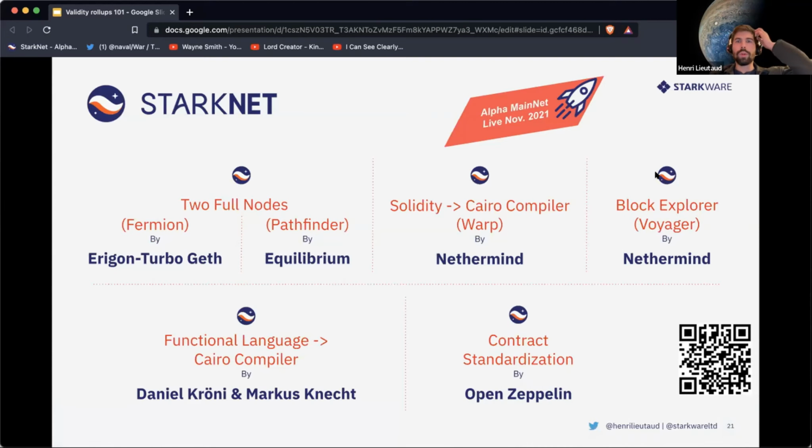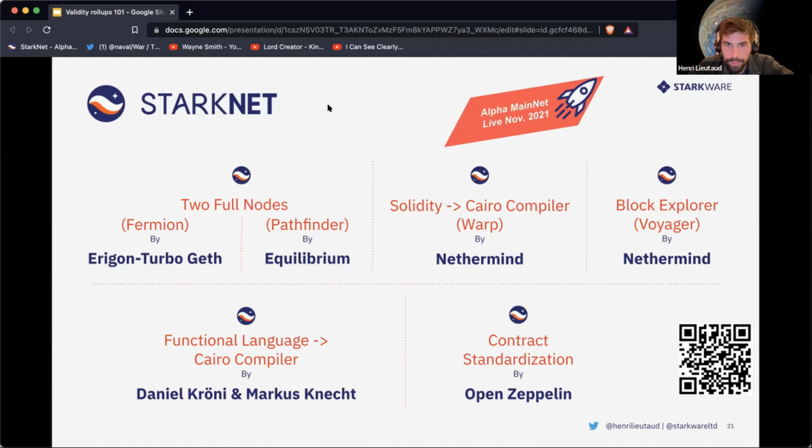Okay, so what do we have today in the StarkNet ecosystem? We have 2 full nodes that are in the works. We have a Solidity to Cairo compiler. For those of you who don't want to learn Cairo, you can for sure use Warp and use your Solidity code to deploy your contract to StarkNet.